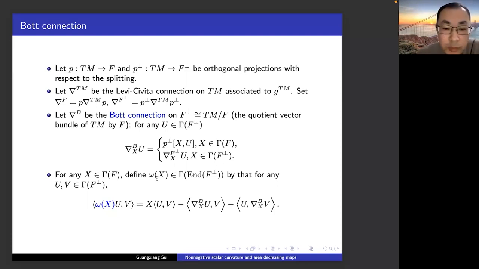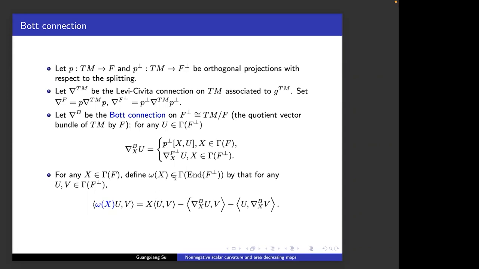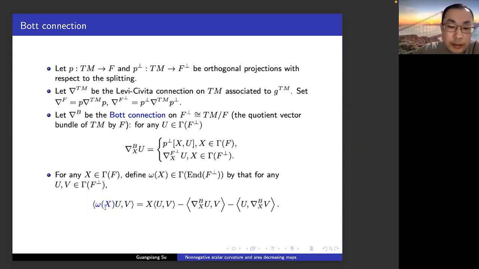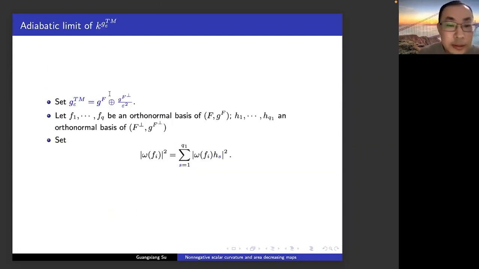In general, the Bott connection does not preserve the metric. Then we define omega X in this way. If the connection preserves the metric, then omega is equal to zero. Now we study the Bismut limit. If we take the rescaled metric in this way, and let f_1 to f_q be an orthonormal basis of the foliation, and h_1 to h_q be an orthonormal basis of F-perp, then in this basis we can write omega in this way.